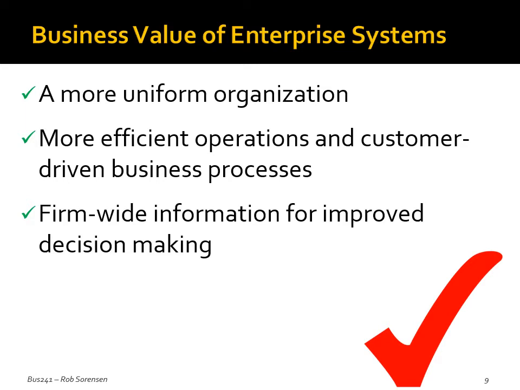And we have firm-wide information. And I think that's really a key one, isn't it? Having information available to everyone is going to improve decision making. If you think back all the way to our second unit in the course where we talked about decision making, one of the key inputs for making a good decision is good quality information to base that decision upon. Right? So these are some big values or big benefits to it.